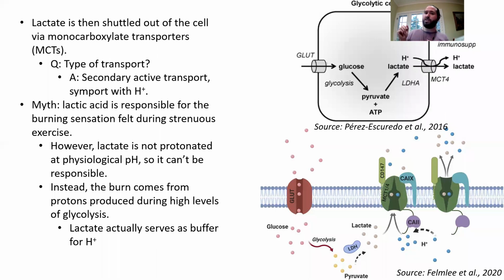As we oxidize glucose in glycolysis, we're going to lose some protons. So when the muscle's doing tons and tons of glycolysis, it's also pumping a lot of protons out, and that's what causes that burning sensation. It's the acid produced by glycolysis. Actually, lactate, kind of like bicarbonate, can serve as a buffer for H plus in the blood. Once lactate is in the blood, it can absorb a little bit of H plus and help negate some of the burning sensation.